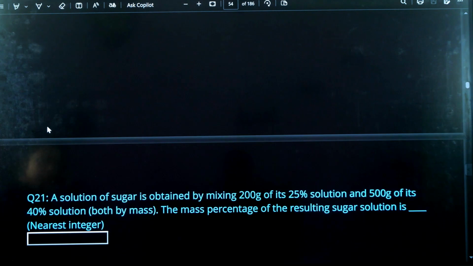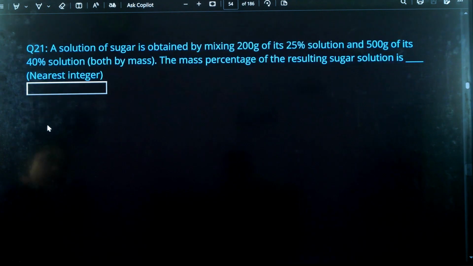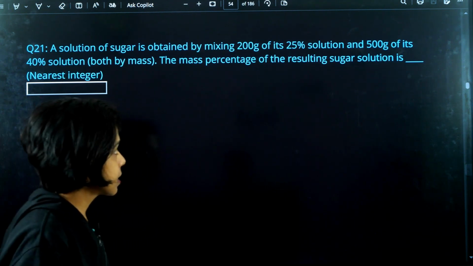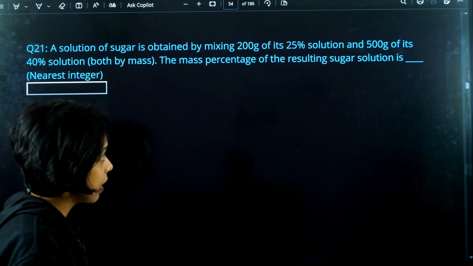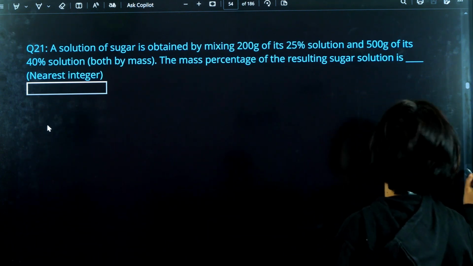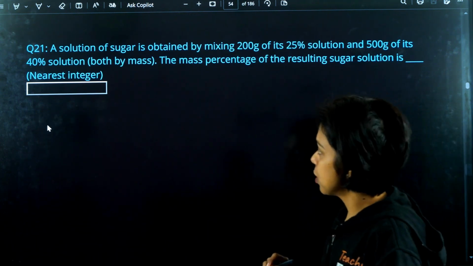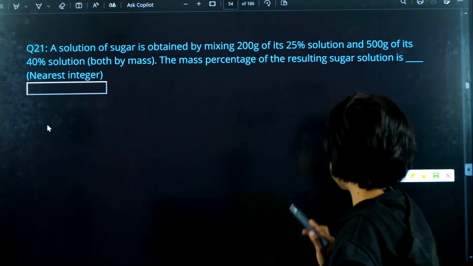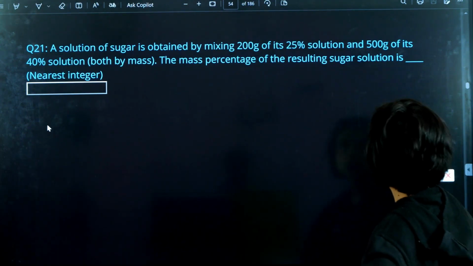Okay. Now comes the numeric value question. A solution of sugar is obtained by mixing 200 gram of its 25% solution and 500 gram of its 40% solution, both by mass. The mass percentage of resulting sugar solution is.